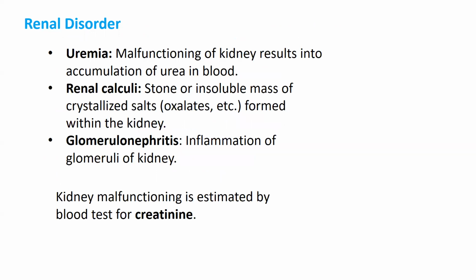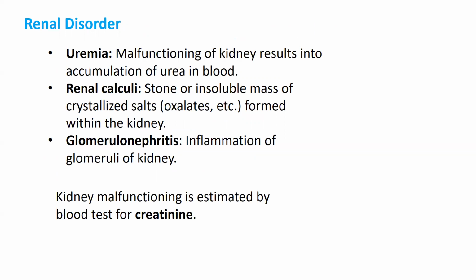So there are some renal disorders, or what we can say some sort of kidney disease. What are the major kidney diseases we know? One is uremia, where malfunctioning of the kidney results in the accumulation of urea in the blood. This is what we call uremia.